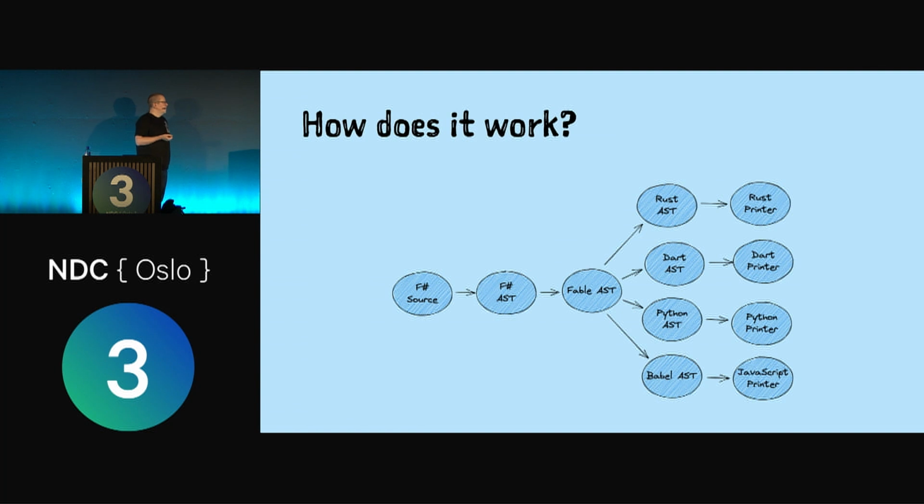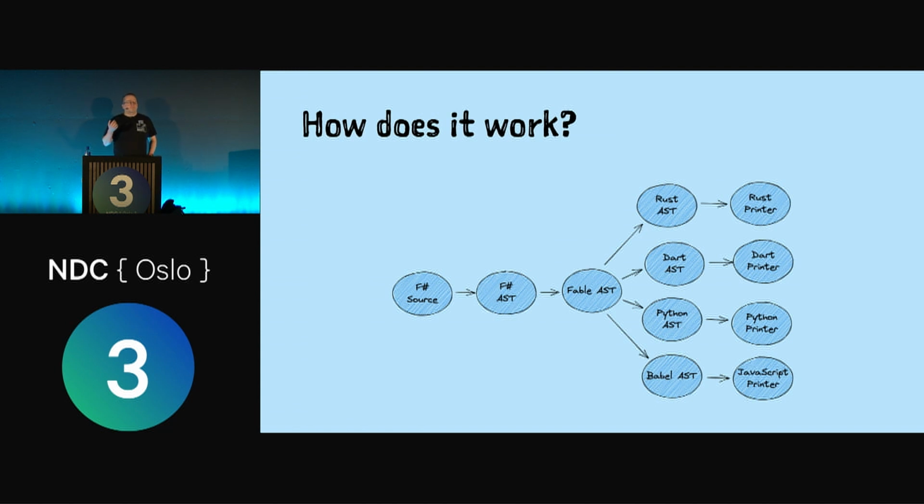So how does it work? I said earlier that Fable takes the F# source code and translates it into JavaScript source code. And the way we do it is we take the F# source, we compile it into the F# AST, which is an abstract syntax tree, which is just a data structure. It's the same thing you do with JSON. When you parse JSON, you get this data structure that represents the JSON you have parsed. So that is an AST.